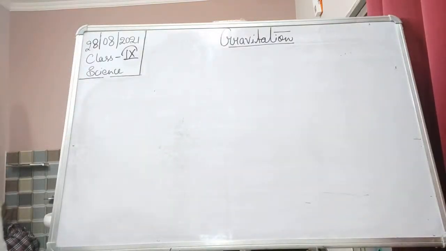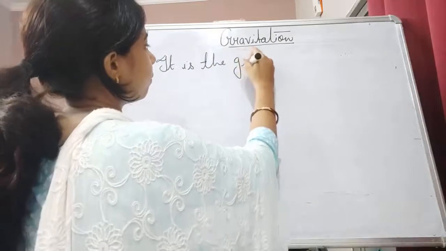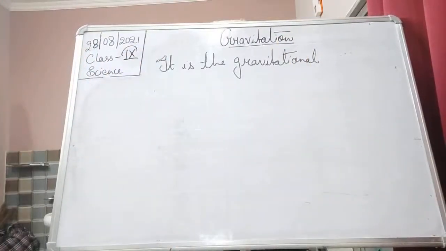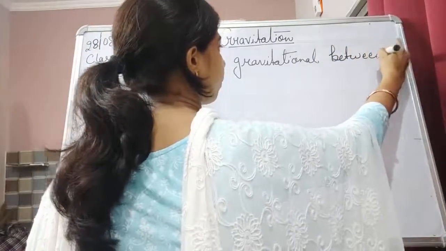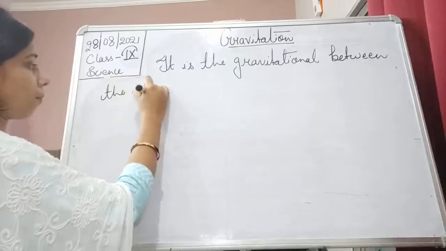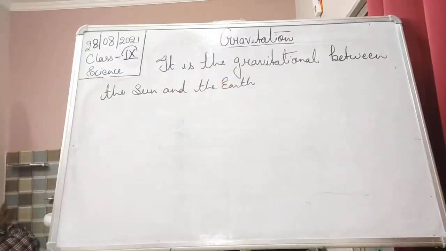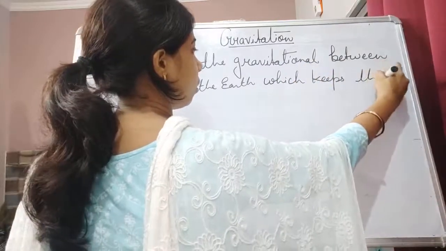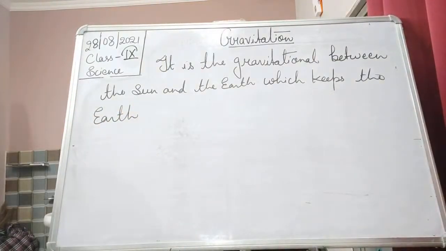So we can say here that it is the gravitational force between the sun and earth which keeps the earth in uniform circular motion.